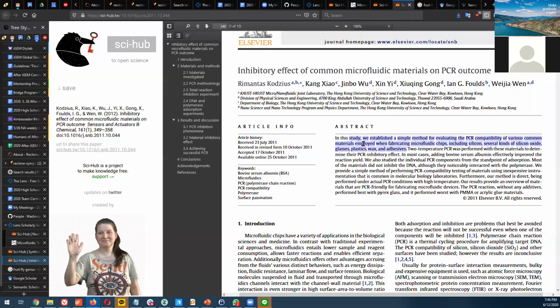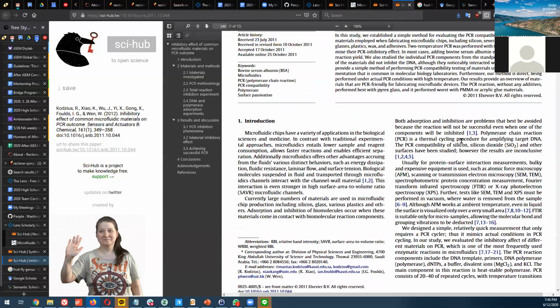This paper is looking at how these materials affect this process called PCR. Okay. So I don't know PCR. Let's pretend. I'm going to look in the introduction for that. I immediately went to the introduction to see if they have a description, because the introduction introduces various concepts. There it is. Polymerase chain reaction, PCR, is a thermal cycling procedure for amplifying target DNA. So it's a procedure in molecular biology for making multiple copies of DNA. Most of you guys know that.